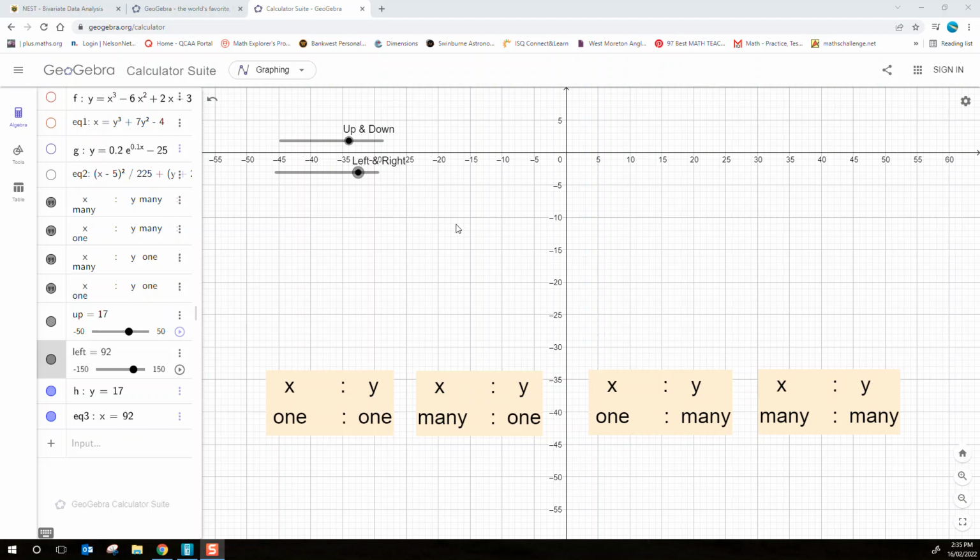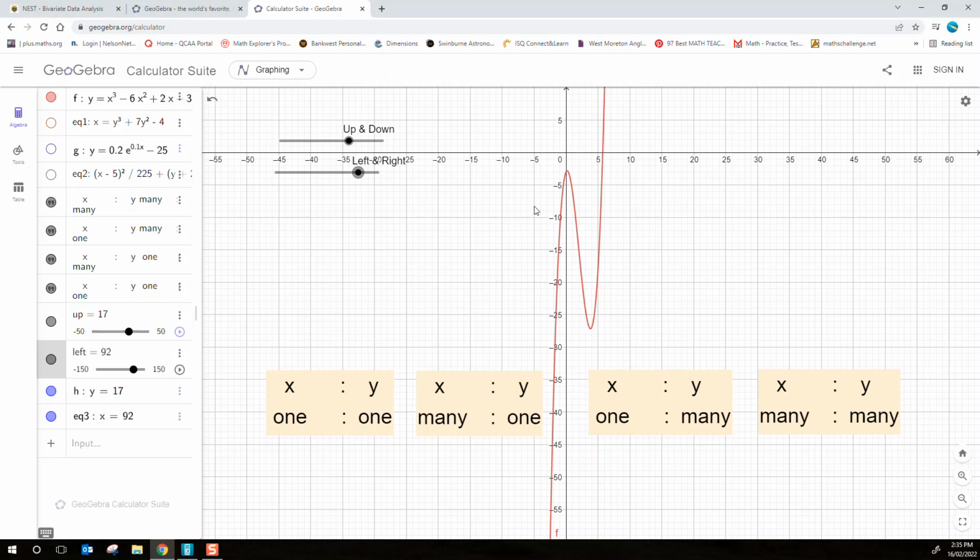Hi everyone. This lesson is about the difference between functions and non-functions, sometimes referred to as relations. Technically, they're all relationships between sets of x values and sets of y values, but we do make a big distinction between whether something is a function or not a function. Now, let's begin with one that looks like this.